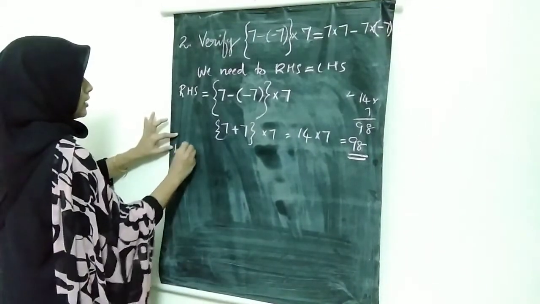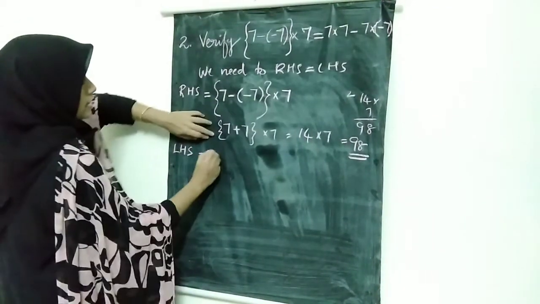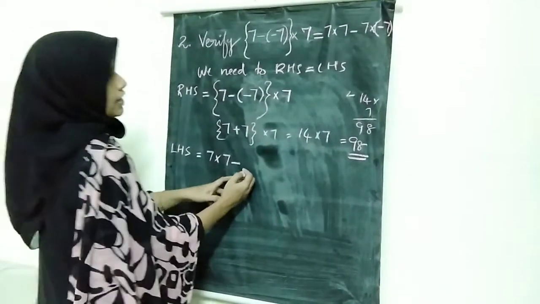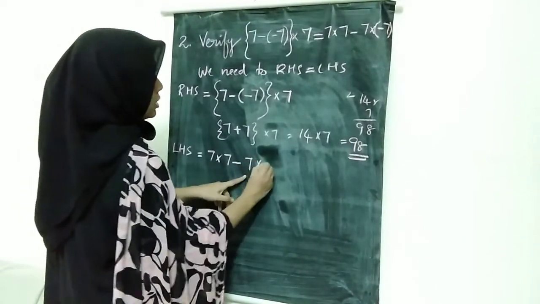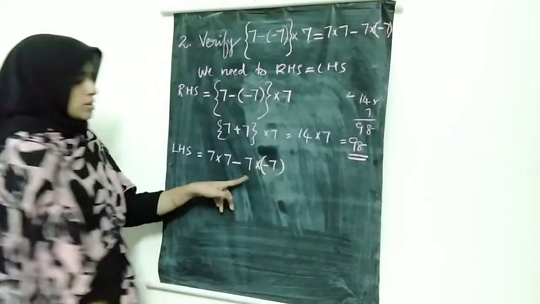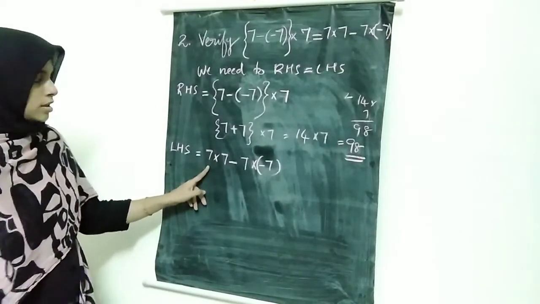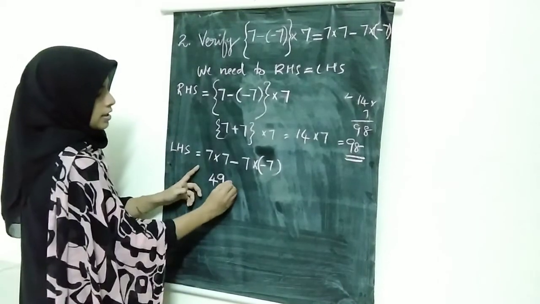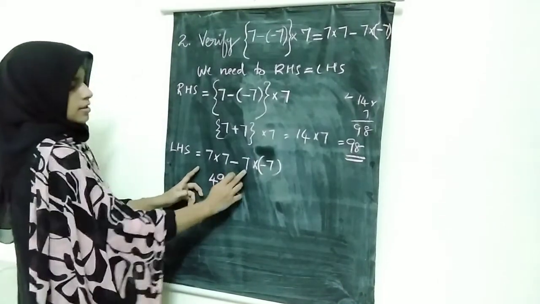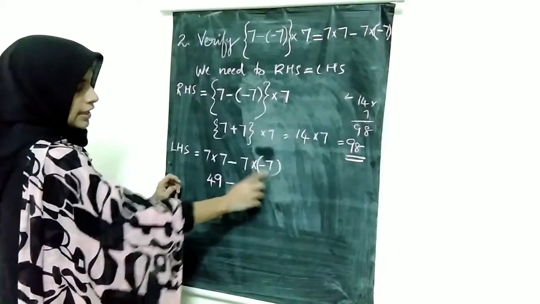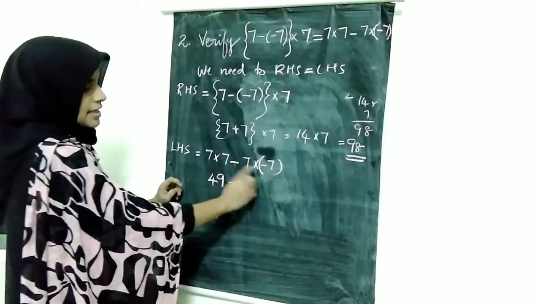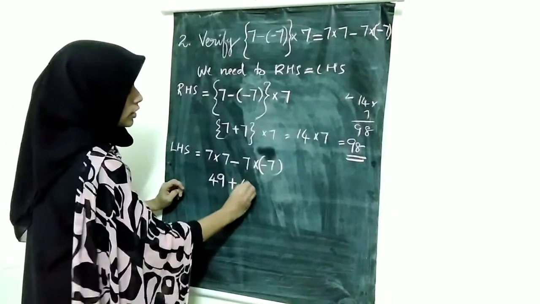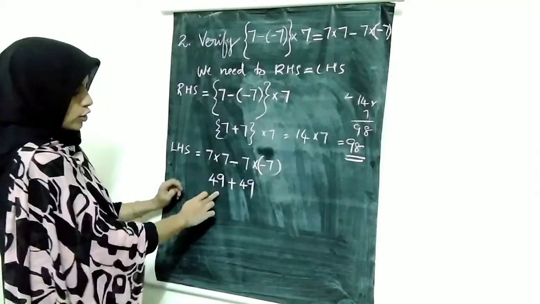Now, we can check the left hand side. That is 7 into 7 minus 7 into minus 7. This is the left hand side. So, 7 into 7, 49. Here, minus 7 into 7, again 49. But, minus into minus. What is minus into minus? Plus. Plus 49. 7 into 7, 49.